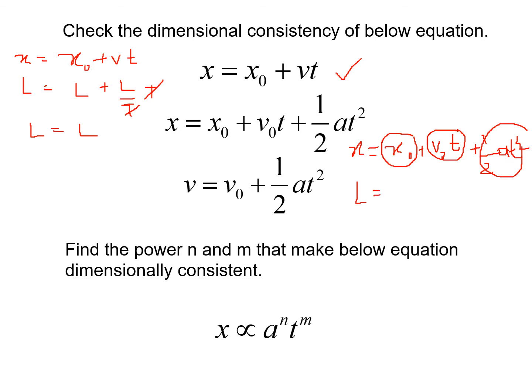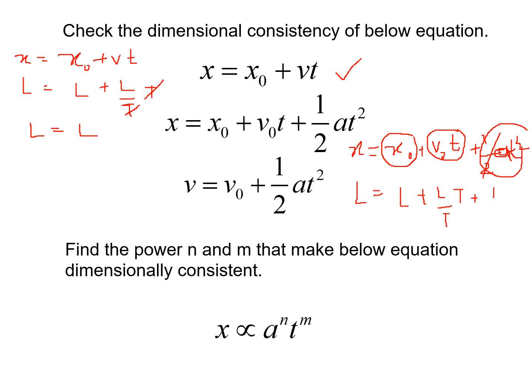So therefore, how about x naught? X naught is also L, so it's okay. And how about vt? Vt is L over t times t, plus half a t squared. Remember, if you encounter half, half is not a dimension. Therefore it can be cancelled out, and we go straight to a.